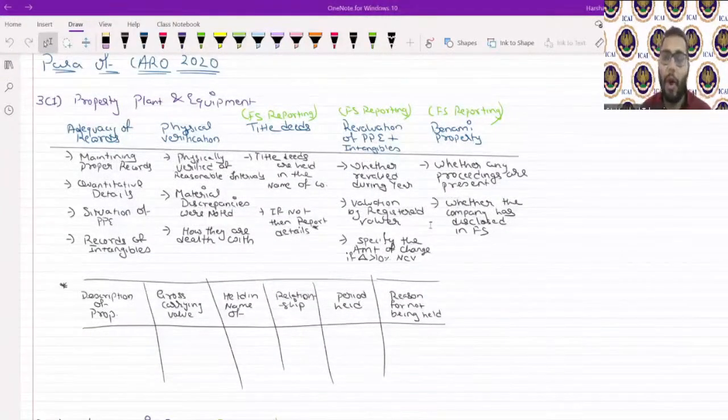Most of the things, or you can say some items from these reportings, were directly linked to the financial statement reporting. We discussed that also in the last lecture. Remember that we cross-reference what is the reporting in the financial statement and what is the reporting in the CARO. Clear? So that is what we discussed in the last lecture.